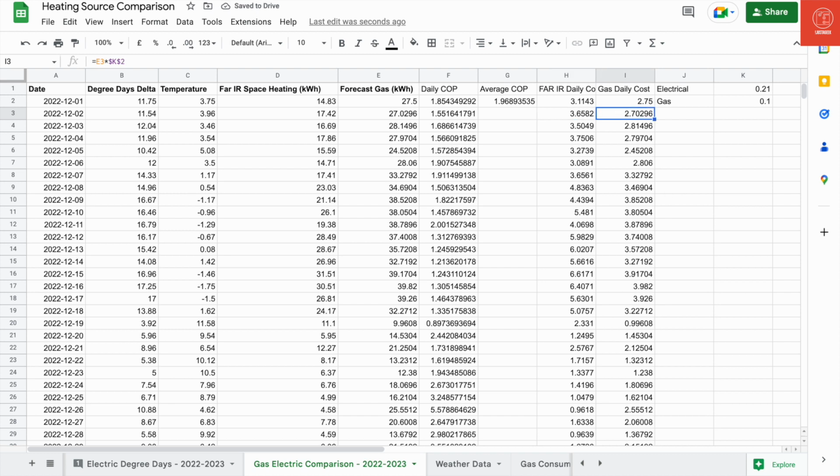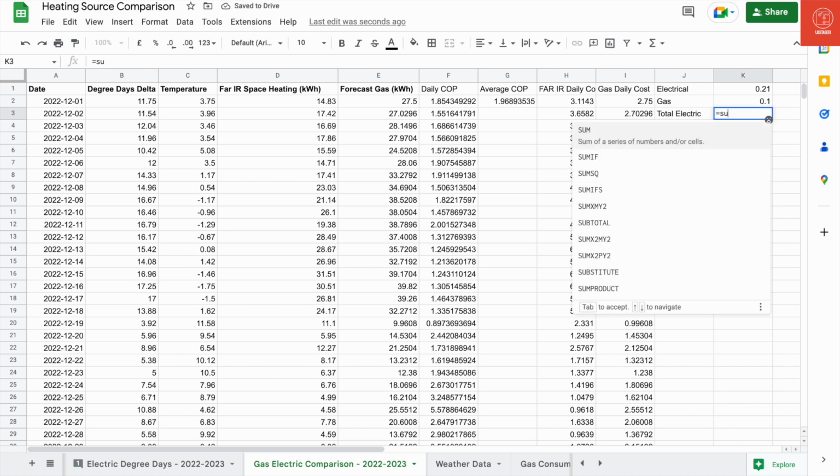Okay, so what we can see here is that actually, even with that COP, because gas is so much cheaper than electricity on most days, if not all days, the gas will work out cheaper. There are some exceptions, of course, but as an average. So let's look at the total cost. So total electric is the sum of the H columns, isn't it?